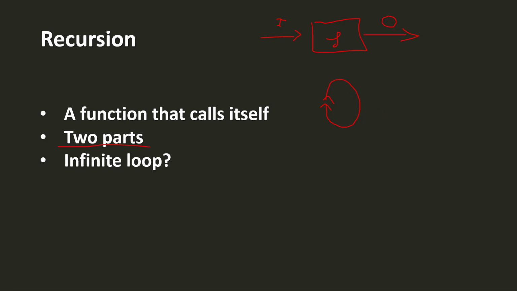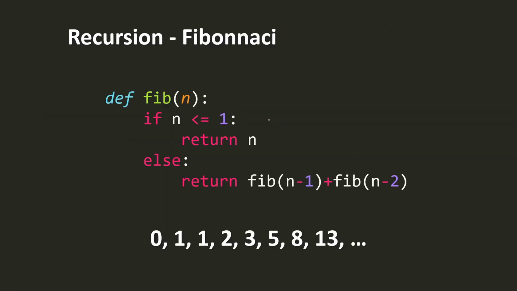So let's actually see how this would look in an example. So the example I want to discuss is the example of a Fibonacci sequence. If you're unfamiliar with that, Fibonacci is basically a sequence of numbers which is defined as the sum of the previous two numbers. So if you add 0 and 1 together, then you get 1. If you add 1 and 2 together, you get 3. If you add 3 and 5, you get 8, 8 and 13, and this continues.